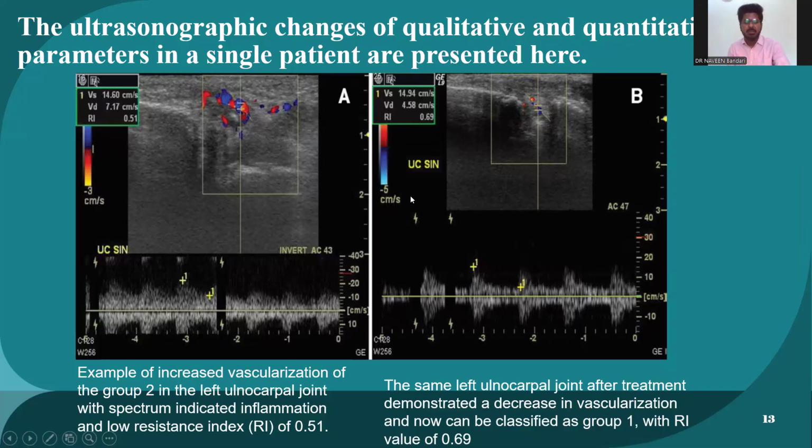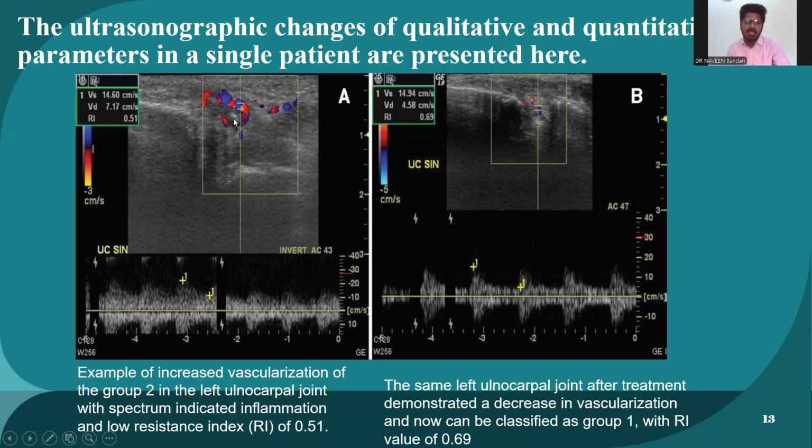These are the images of the pre-treatment, that is the baseline image, and this is the post-treatment image, showing the decrease in the extent of the vascularity. Here you can see that there is increased vascularity to the thickened synovium, and it is less than half of the thickened synovium, which means it is group 2. And post-treatment, the thickened synovium is decreased firstly, and then the vascularity also decreased to group 1.